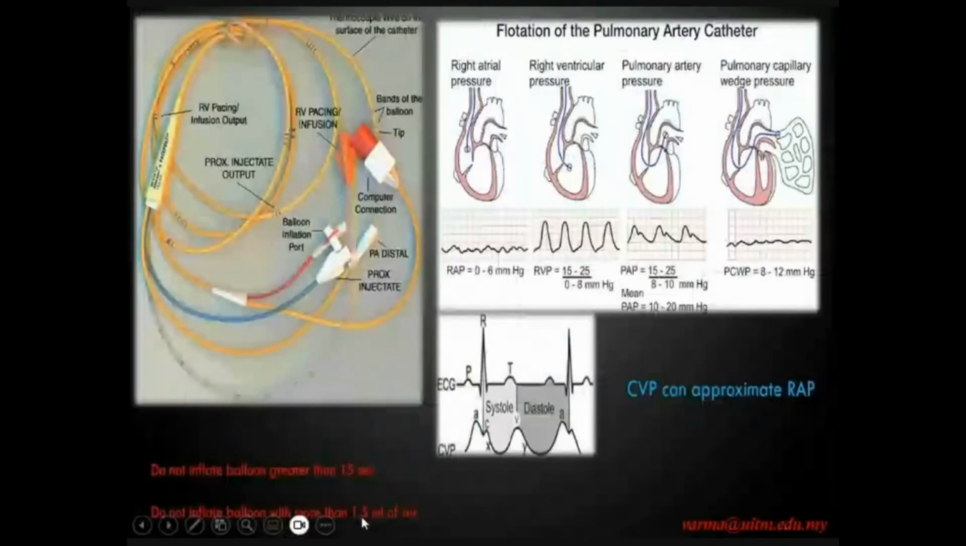The idea is you can only inflate the balloon with 1.5 mL of air, and do not inflate the balloon for more than 15 seconds, because if you inflate the balloon for too long, the pulmonary circulation can get a pulmonary infarct. Okay. So right atrial pressure catheter, right ventricular pressure catheter, pulmonary artery pressure catheter, then pulmonary capillary wedge pressure catheter. You can see the changes in your waveform.